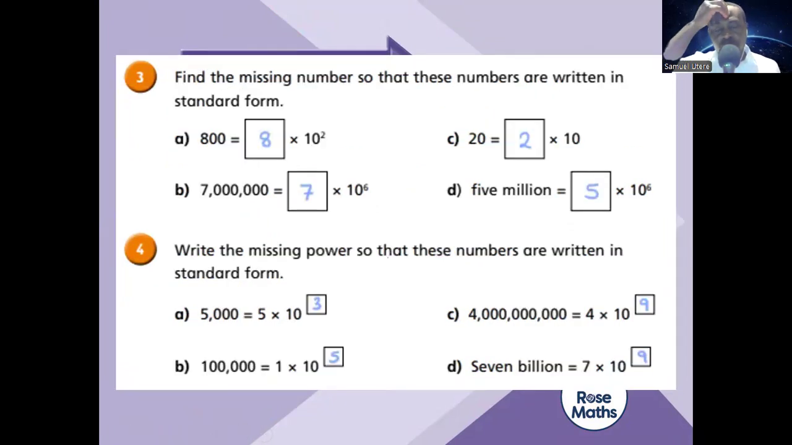For question 3, you were asked, find the missing number so that these numbers are written in standard form. And you can see them there. Question 4, you were asked, write the missing power so that these numbers are written in standard form. So you can see the answers there. So by now, you should know how to write numbers in standard form.